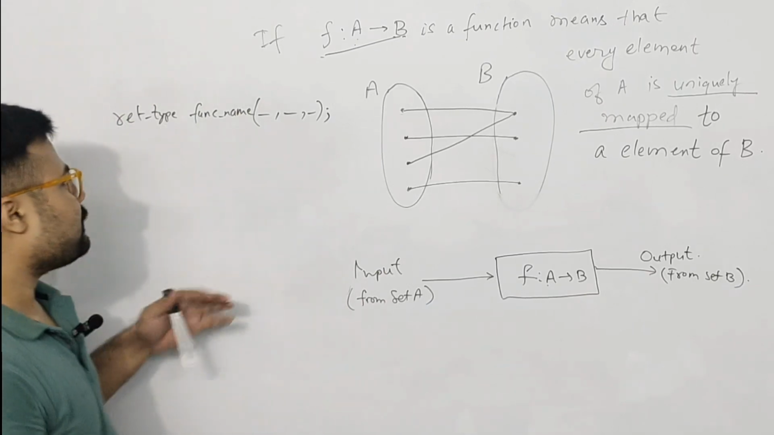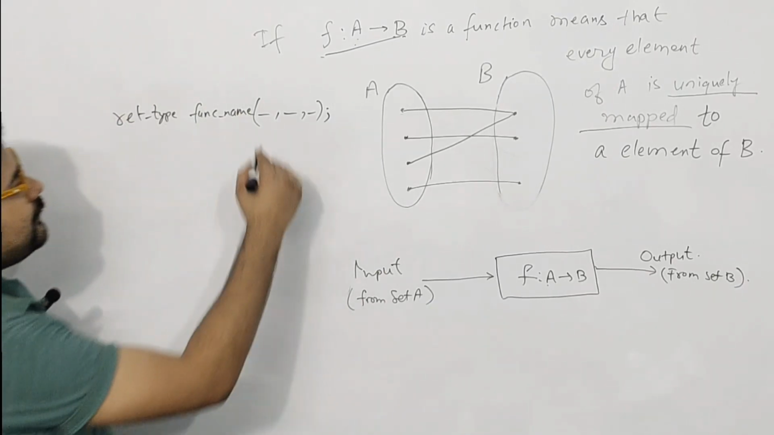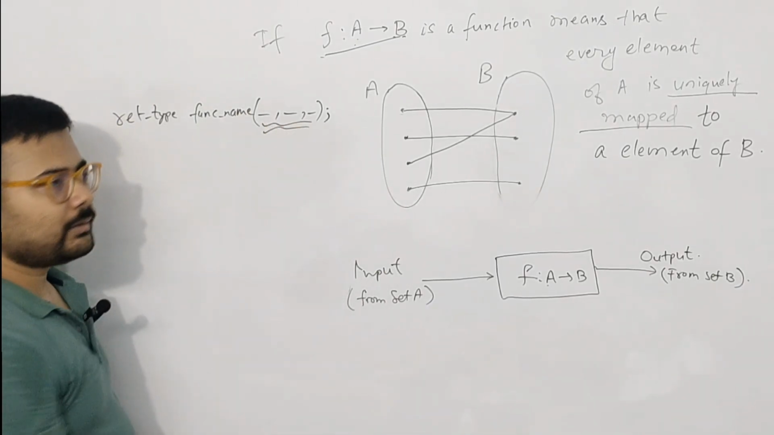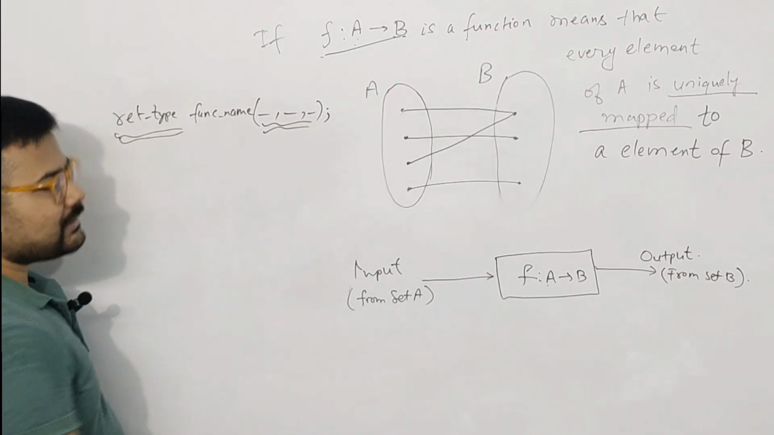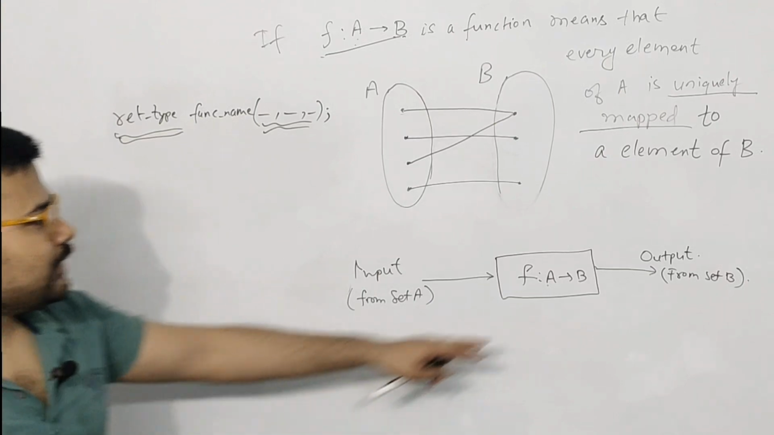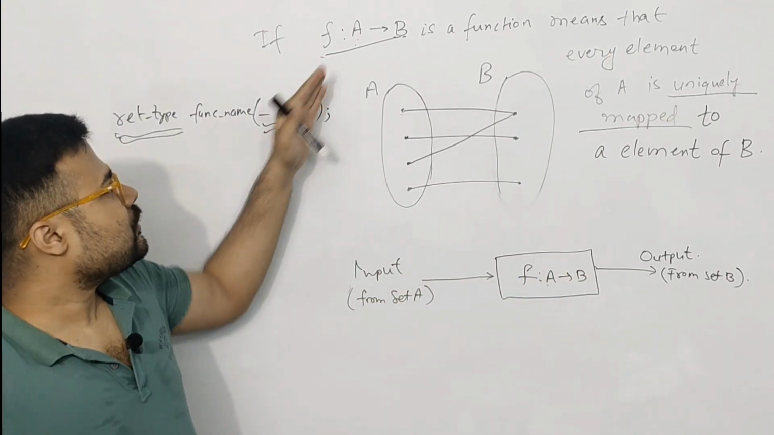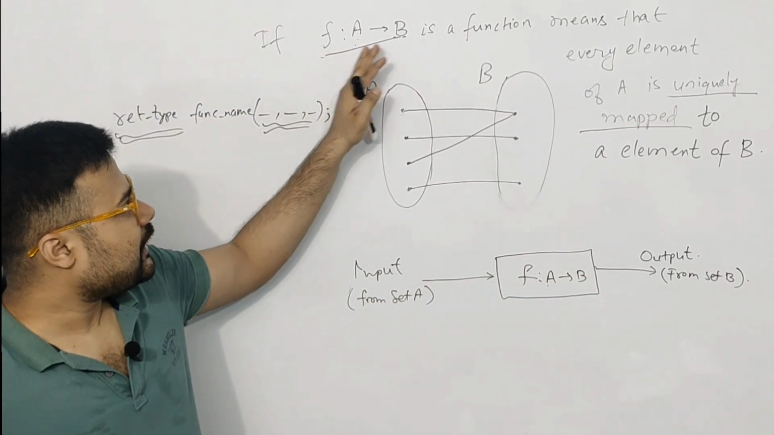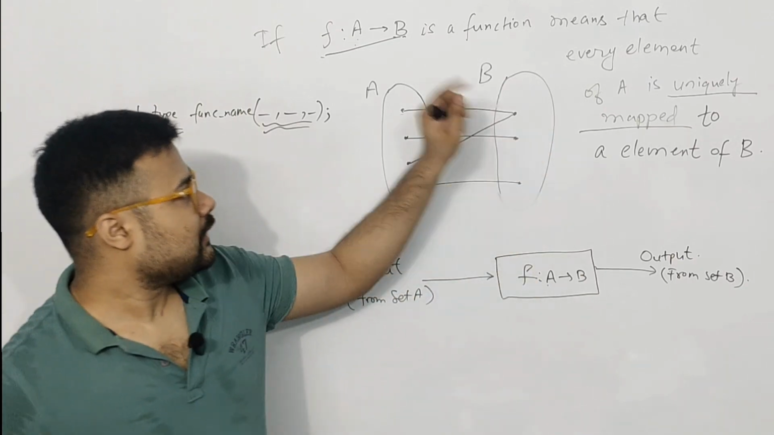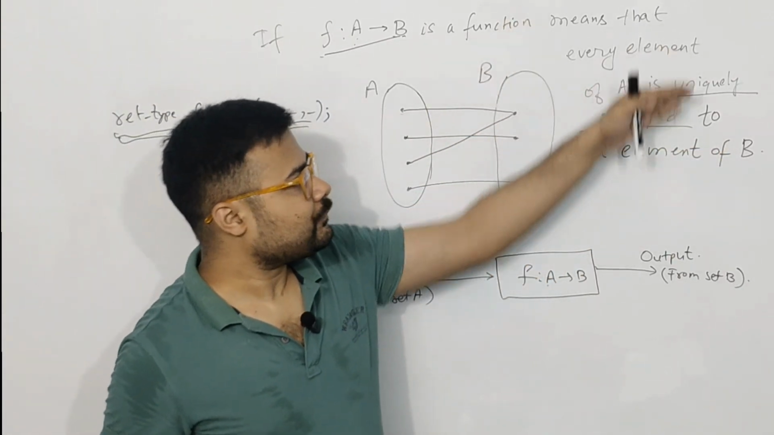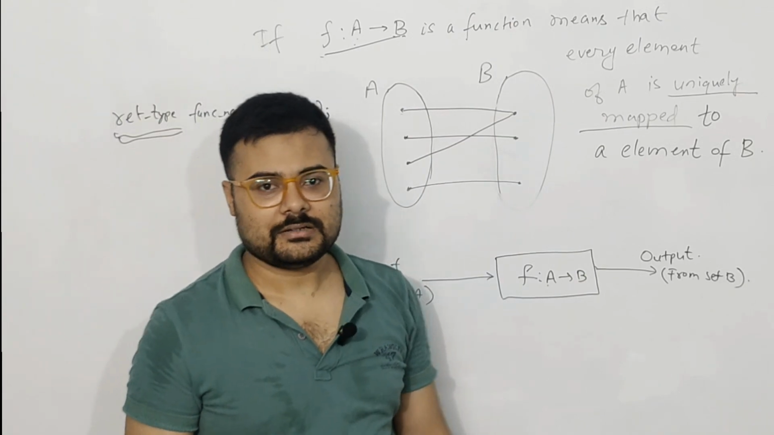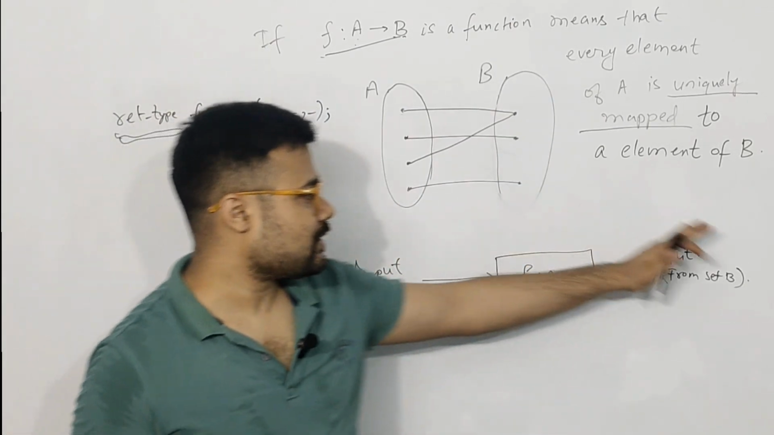The arguments are nothing but the input to a function, and the function will return something, which is nothing but the output from the function. So the fact that in a function from A to B, the elements of A are uniquely mapped is because of this definition. This is how a function is generally perceived.